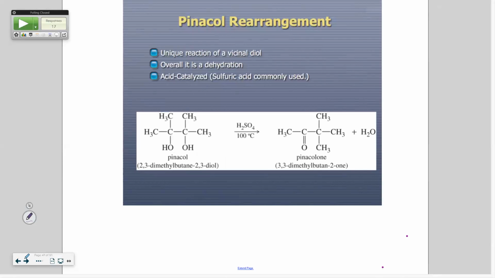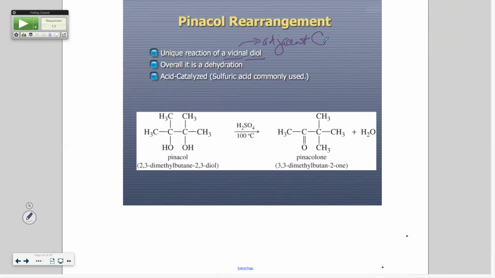Okay, so a Pinacol rearrangement is a unique reaction of a vicinal diol. So what does that mean, vicinal diol? Well, what does the diol part mean? Two OHs. What does vicinal mean? Adjacent, yes. So if you forgot that, write that down so you'll review it. Overall, it's actually a dehydration. So here's our Pinacol right here. Pinacol is a common name for that compound, but it's 2,3-dimethylbutane-2,3-diol.